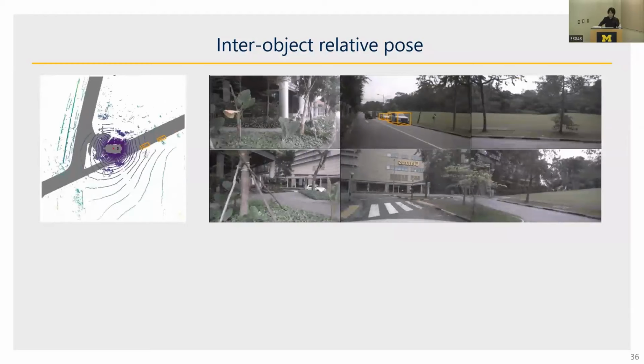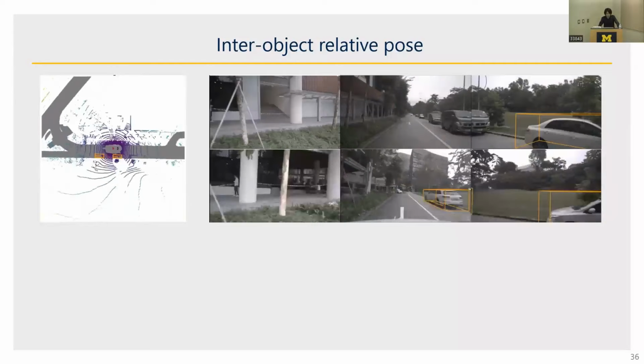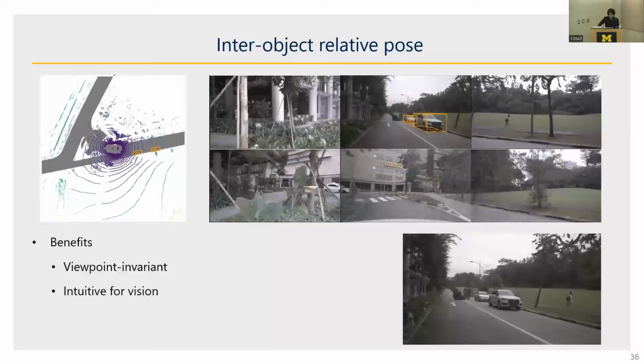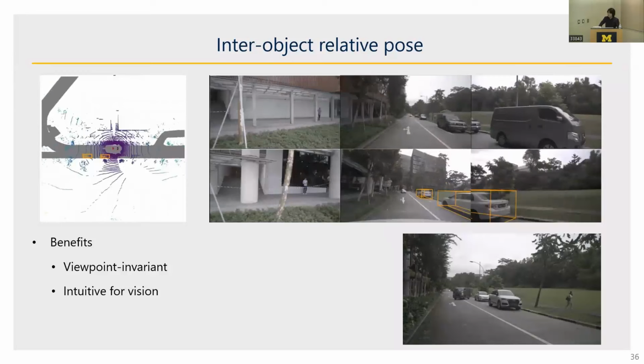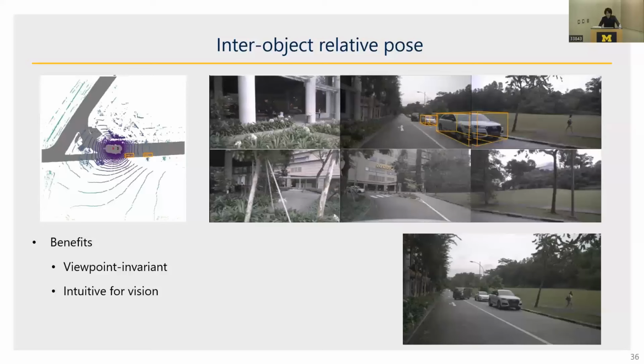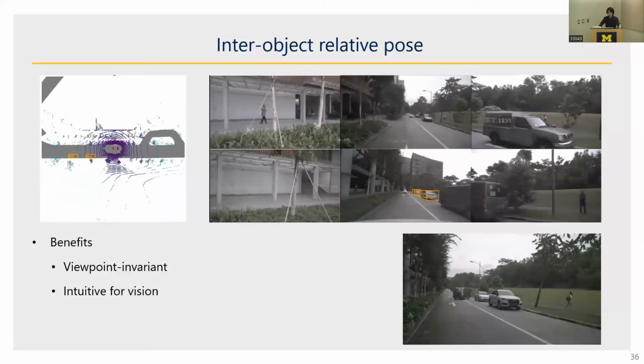Here, we want to discuss the benefit of formulating the inter-object relative pose targets. First, they are viewpoint invariant, as we just discussed. Second, it is intuitive for vision. Here is one of the frames taken out from the above video. It is probably pretty challenging for a person to estimate the distance of this object from the camera. However, it is pretty straightforward for the human eye to understand the relative pose between these two vehicles.